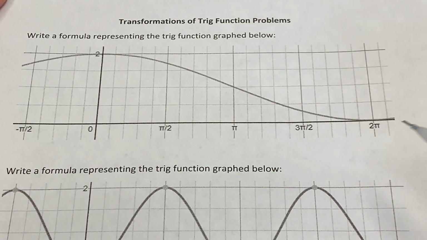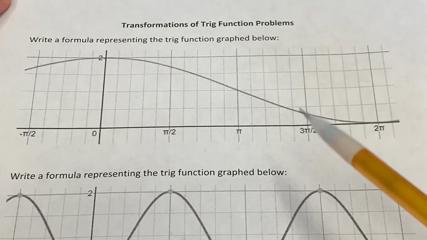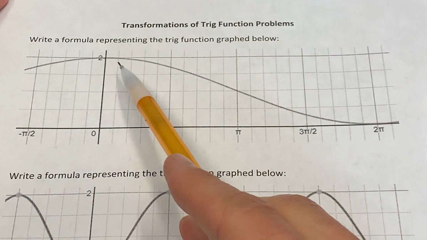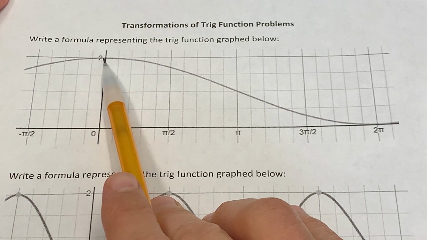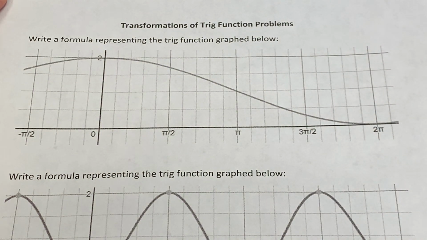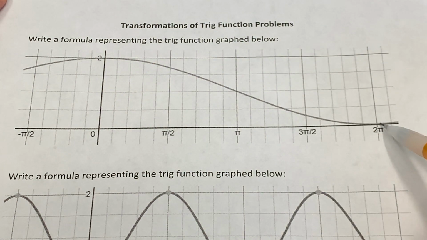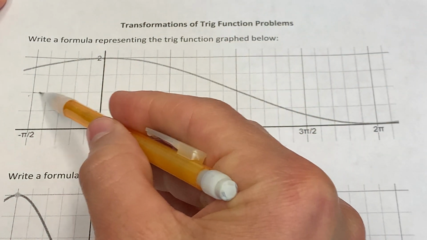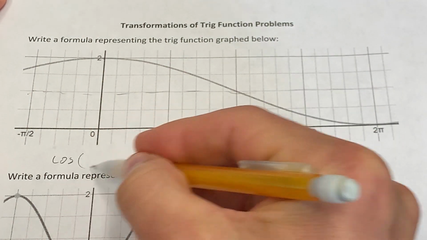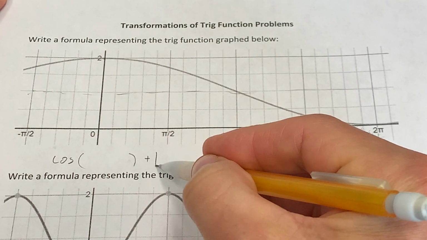Here's a batch of problems where you get the graph and it says write a formula representing the trig function graphed below. You can use sine or cosine. I'm going to use cosine. Notice how it starts with a peak, so it looks a little more like a cosine curve. The first thing I'll do is between the peak and the trough, the midpoint is at 1. So that looks like a cosine of something or other plus 1.